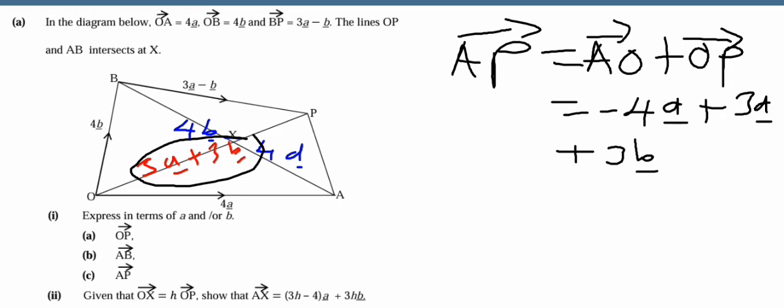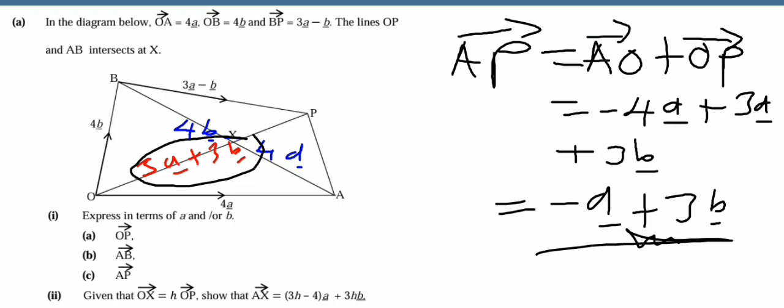So we add or subtract. Negative 4A vector plus 3A vector, we are going to get what? Negative A vector. So this one is our answer for AP vector.